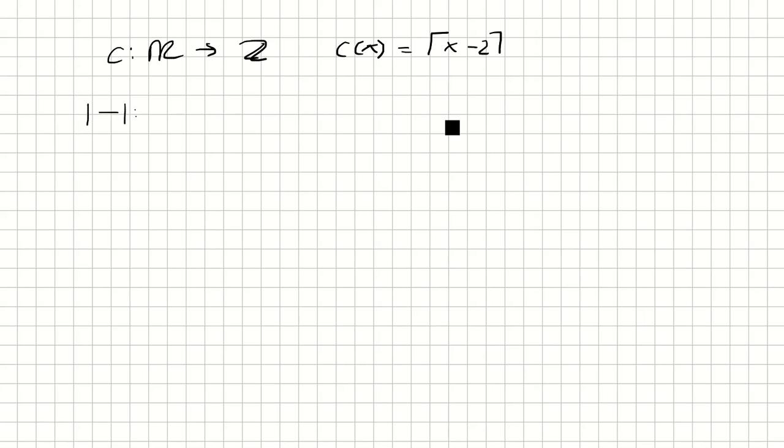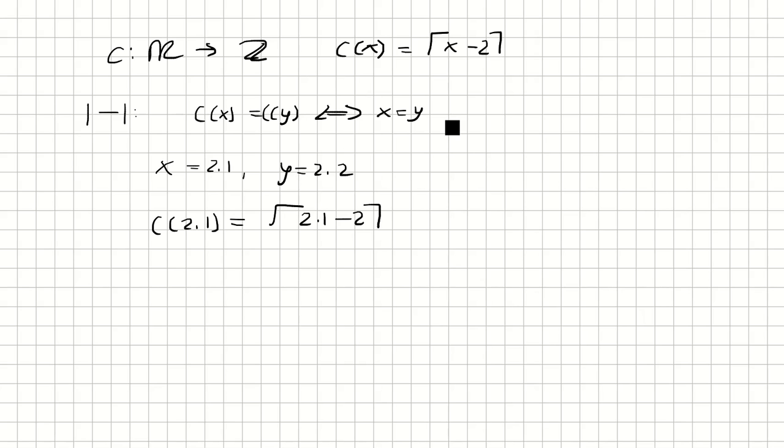So for 1 to 1, we know that c of x is equal to c of y if and only if x is equal to y. For us, let's do a counterexample. Let x equal 2.1, let y equal 2.2. c of 2.1 is equal to the ceiling of 2.1 minus 2, which is the ceiling of 0.1, which is equal to 1. And c of 2.2 is the ceiling of 2.2 minus 2, which is the ceiling of 0.2, which is also 1.